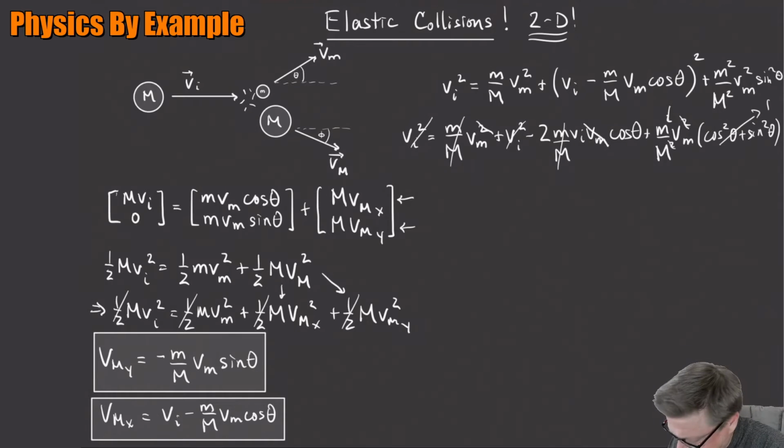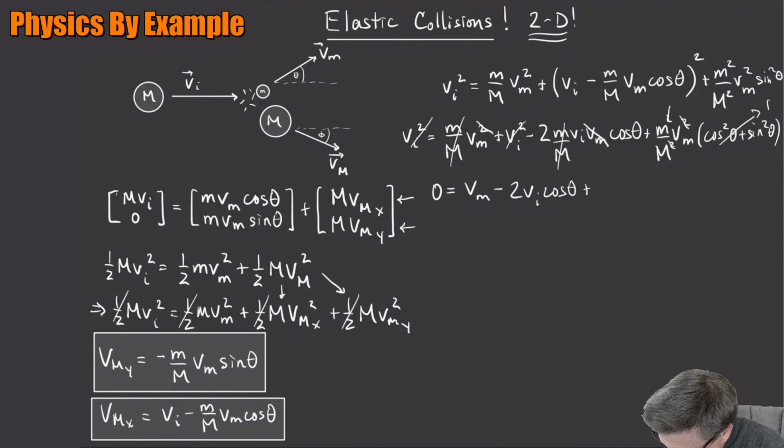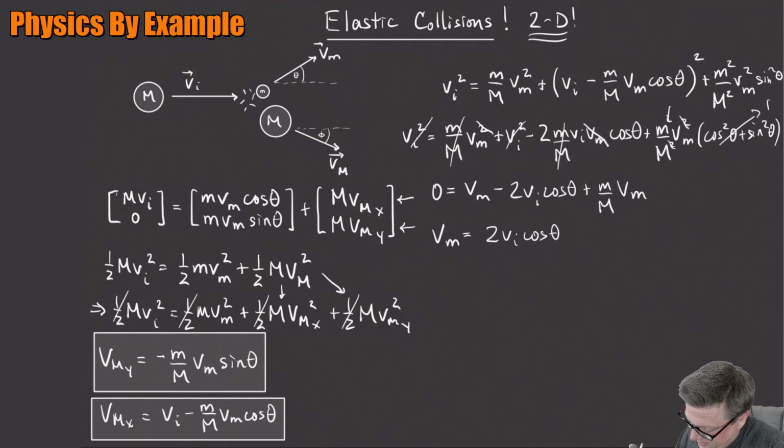Okay, let's write down what I got because this is going to look confusing. 0 is just equal to VM minus 2, hopefully I don't forget something, VI cosine theta plus little m over big M VM. There, I think that's all I have left. So now I can just solve for VM, take the other term to the other side. So VM is just going to be 2 VI cosine theta. And then I have my 1 plus a ratio of the masses, right? 1 plus little m over big M. Looks like that is it.